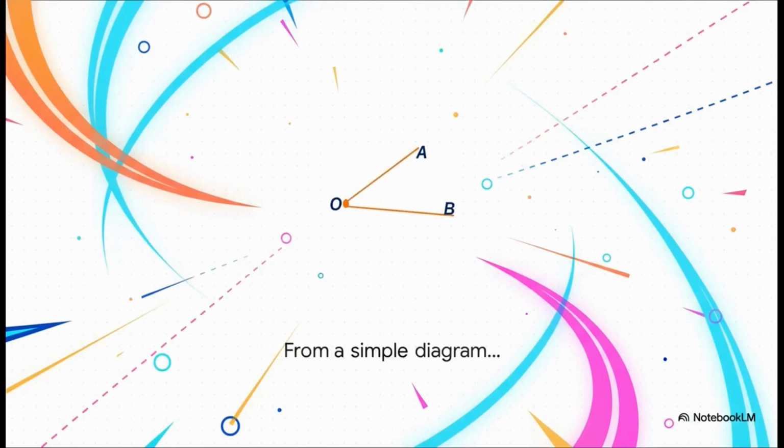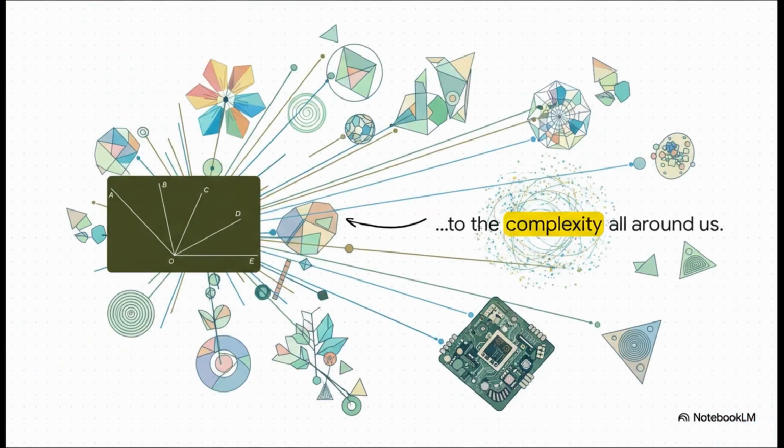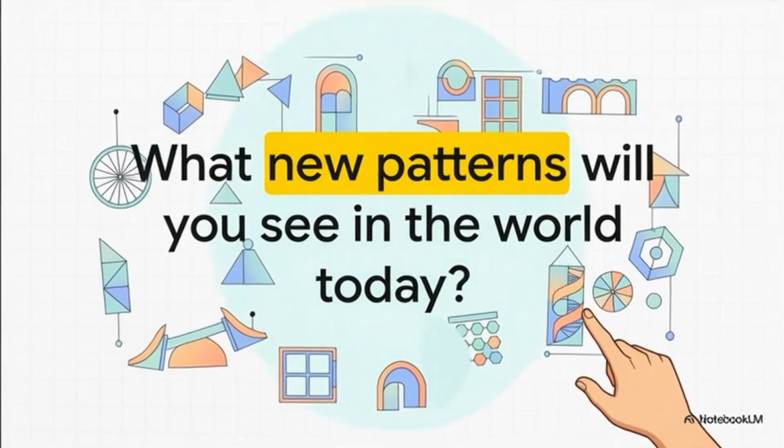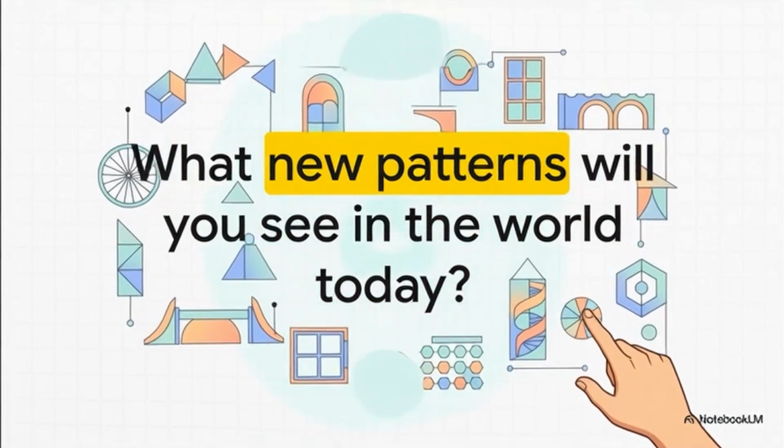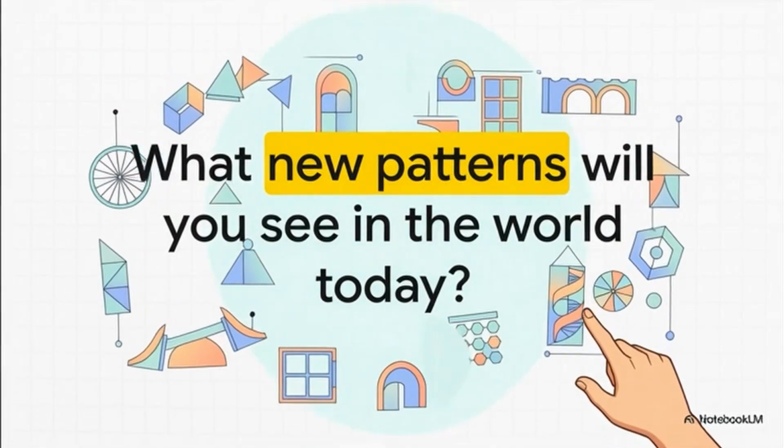Remember when we started? We were just looking at a simple little diagram like this one, just 2 lines meeting at a point. And it's just amazing to think that this one simple concept is the building block for, well, for everything. All the beautiful, complex things we see around us every single day. So, I'll leave you with this question. Now that you speak this hidden language, what new patterns and what new structures are you going to see in the world today?